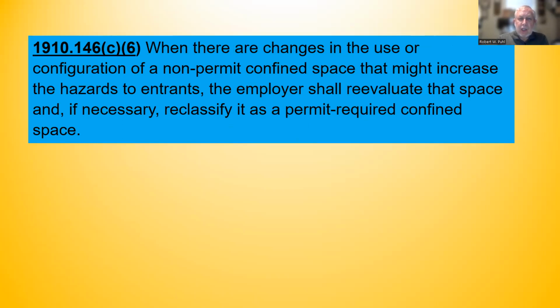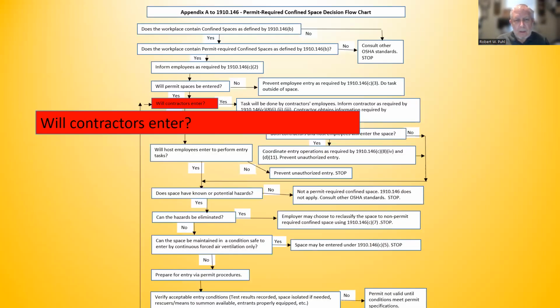And C6, when there are changes in the use or configuration of a non-permit confined space that might increase the hazards to entrants, the employer shall reevaluate that space and, if necessary, reclassify it as a permit-required confined space. So when you have these confined spaces that aren't permit required, you want to be careful because they can very easily become permit required. Now that question they asked, will a permit space be entered? What they really meant was by your employees, or the company employees of the site that they're on, because now they come up and say, well, contractors enter. So, okay.